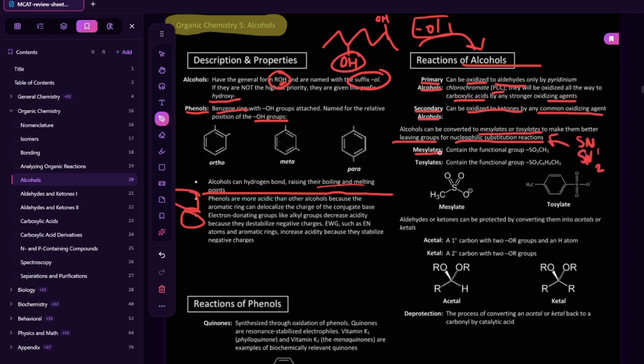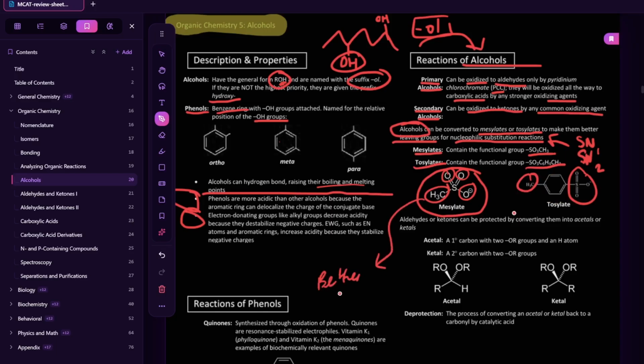So when you have a mesylate that's formed from the alcohol, it contains an SO3-CH3 group. And that's what it looks like over here. SO3, so 3 of these guys, and then CH3 right there. And then tosylates contain this. So SO3 right here, and then C6H4, which is basically like this ring here, and then CH3. So that's a tosylate. And this will make alcohols better leaving groups.